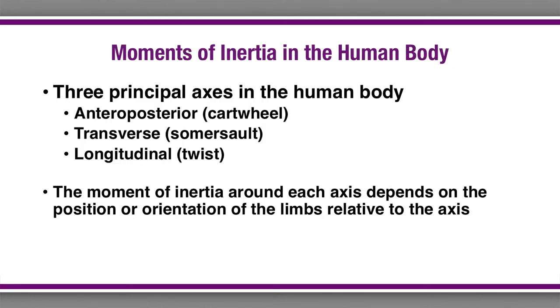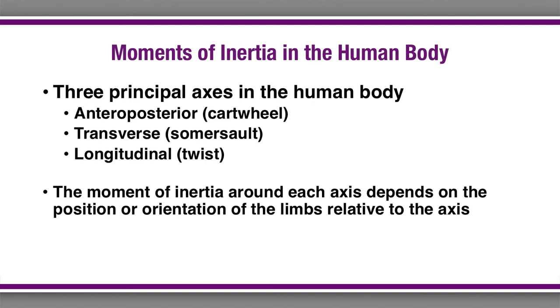So in discussing moment of inertia specific to angular motion in the human body, we have to first go over the three principal axes in the body, because obviously this is where rotation is going to primarily occur. First one is the anterior posterior axis. This is going to go from your anterior portion of your body to your posterior portion, or front to back.